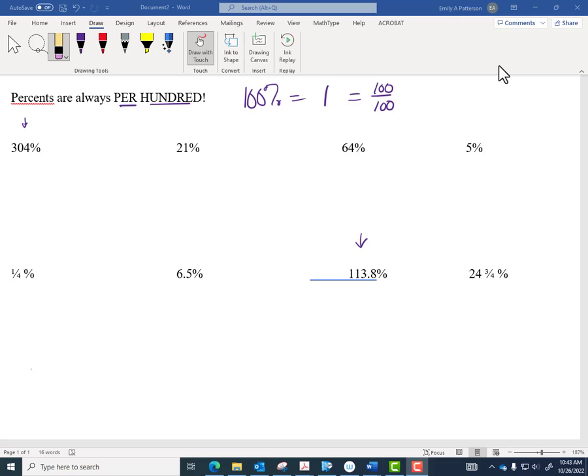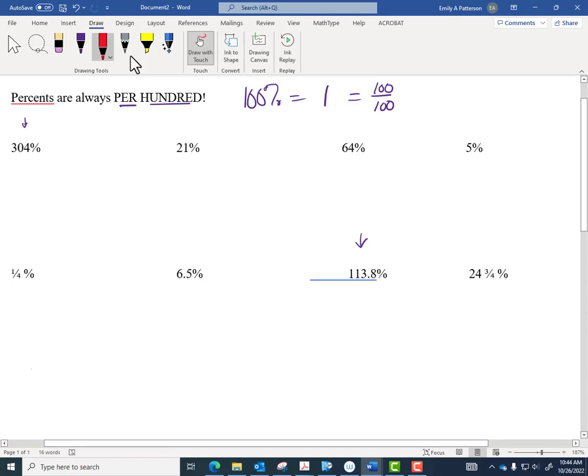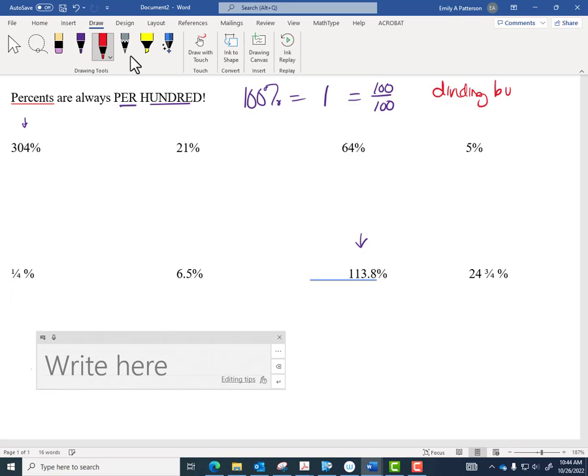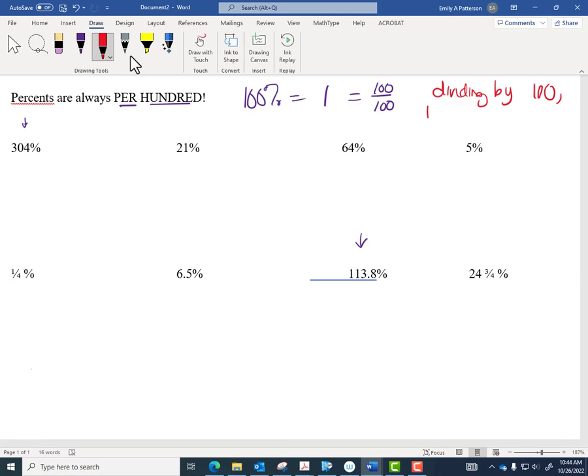In this video, we're going to convert percentages into decimals. And as a quick reminder, anytime we have 100%, it's going to be equal to 1, and every percent is always per 100. The other thing to remember is that when dividing by 100, the answer should be smaller.